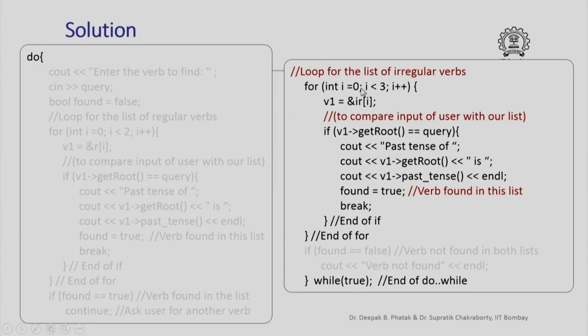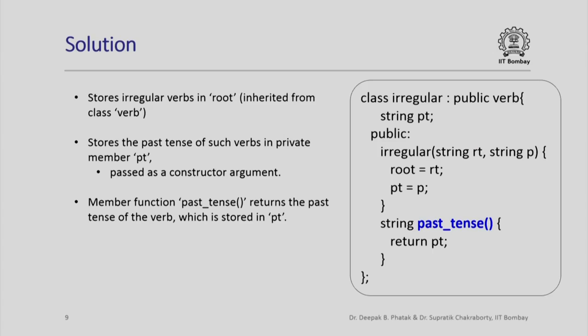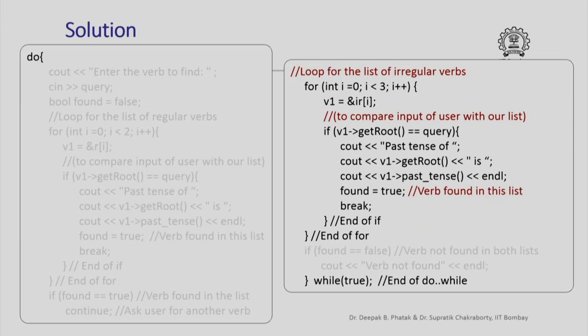So therefore it has to go and call past tense from the class irregular, and this method past tense in the class irregular is just going to return the string pt, which was the past tense of the verb that was provided when this object itself was created, and to the constructor of this class we had provided this past tense as an argument. So that is what it is going to return here, and it is going to print that out, set the flag to true and break from this for loop because it has found the queried verb in the list of irregular verbs.